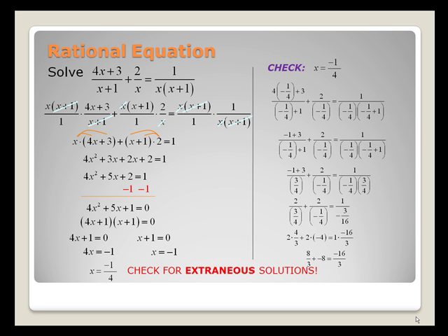We need a common denominator though. Our common denominator would be 3, so let's rewrite negative 8 as negative 24 over 3. And then finally we get negative 16 over 3 equals negative 16 over 3. It's a true statement. So x = -1/4 truly is a solution. It makes my equation true.